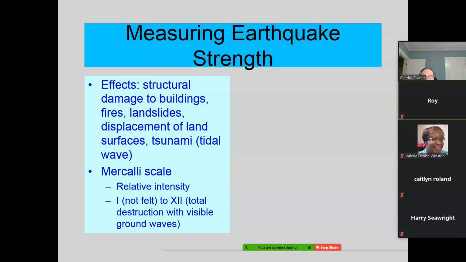The one in Chile was probably between 2 and 10 times more powerful than the one in Haiti, but the destruction in Haiti was far worse. So the Mercalli scale is not particularly good because it's just a relative intensity. In other words, how bad was the damage, the physical damage.